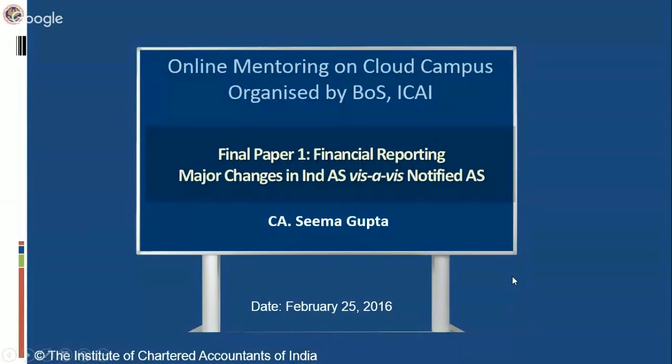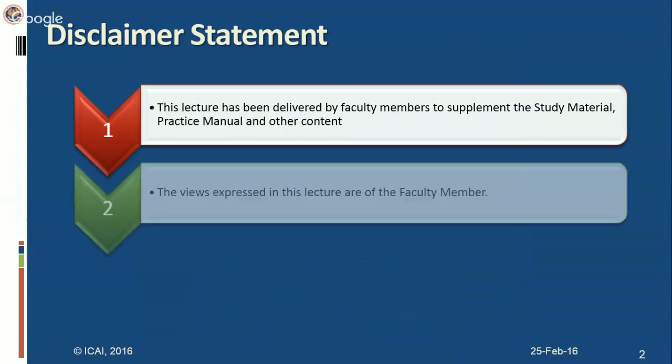That's it. Let's go to my PPT, wherein I will try to cover AS 3 and the corresponding Ind AS, AS 4 and the corresponding Ind AS, and the differences therein. So this is my online mentoring PPT, which I will explain. This is a disclaimer statement. Please make a note of it.